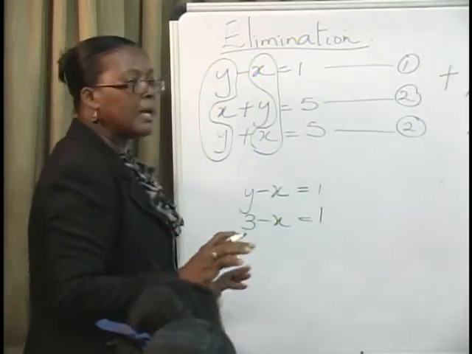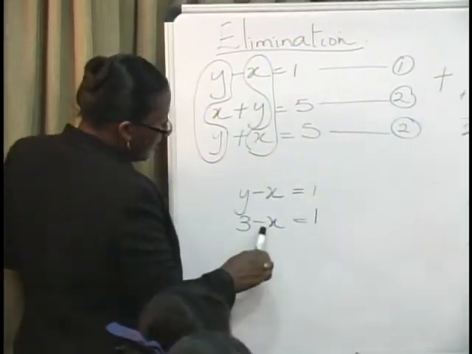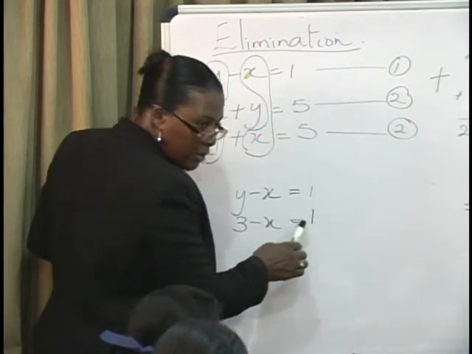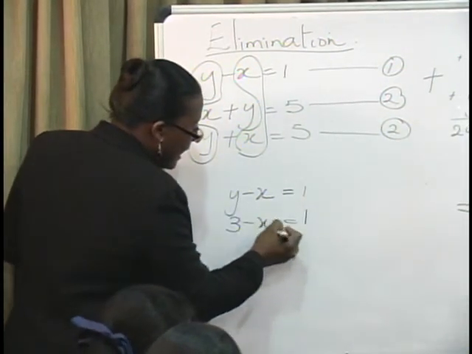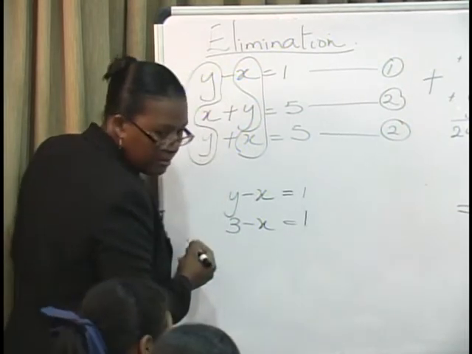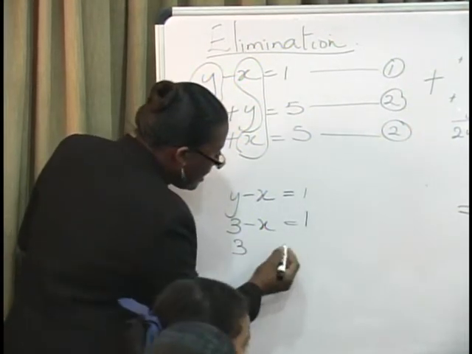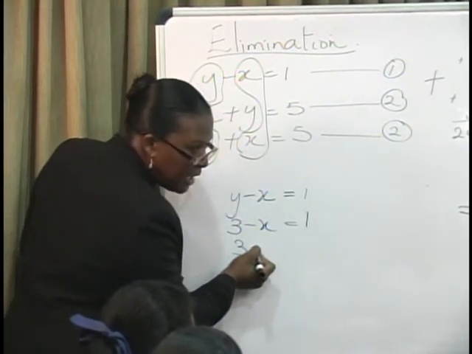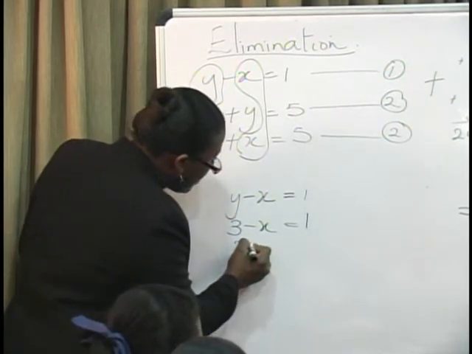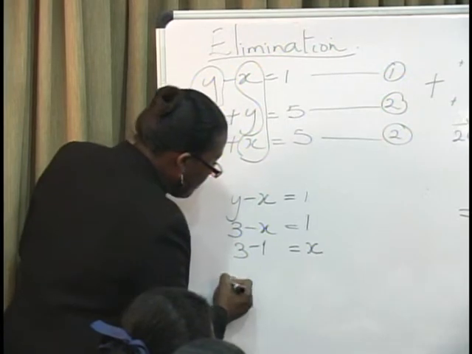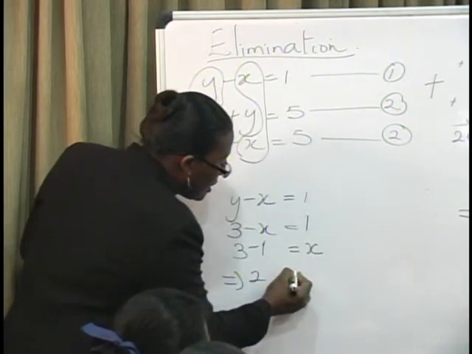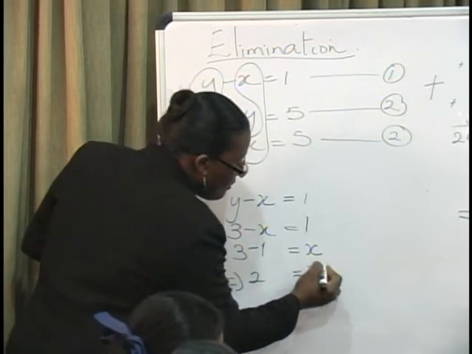Now let us make our work a little simple. We're going to take the x across and bring across the 1. If we take a negative x across, it becomes positive, so 3. And if we bring across the 1, it becomes negative, or we have to subtract. 3 take 1 is equal to x. This implies that 2 is the value of x.